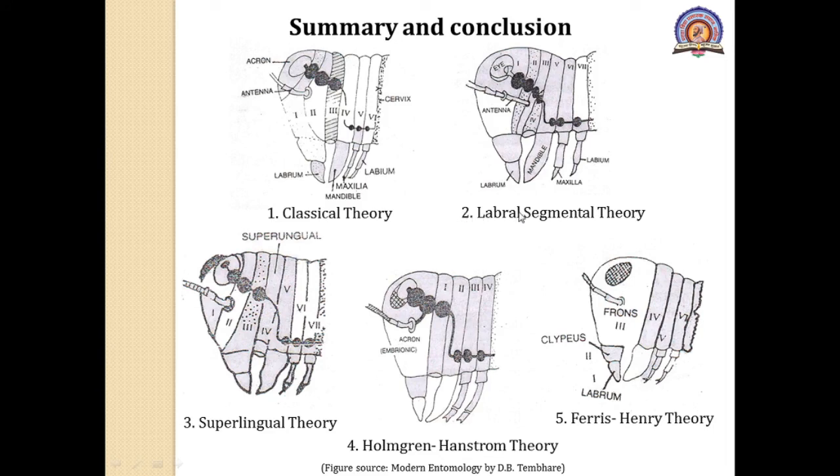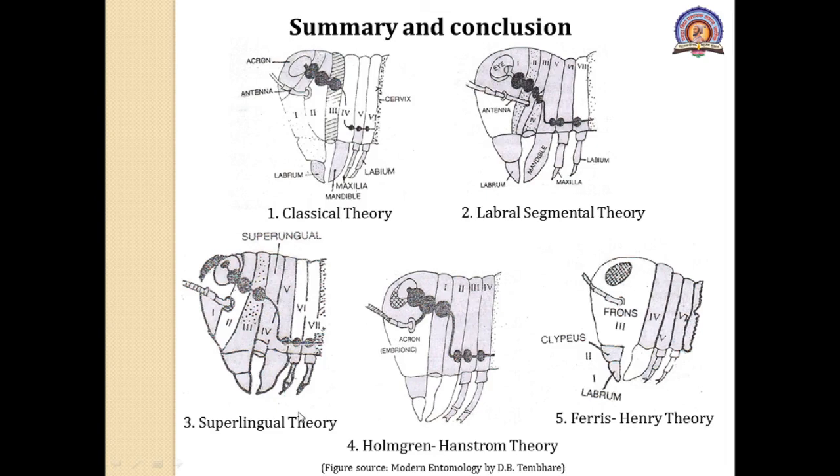According to the labral segmental theory, it has a total of 7 segments. The first one is the labral segment, the second is preantennal, then antennal and intercalary, which form the procephalon part, then mandibular, maxillary and labial, which form the gnathocephalon part of the insect head. So in this way there are a total of 7 segments according to the labral segmental theory.